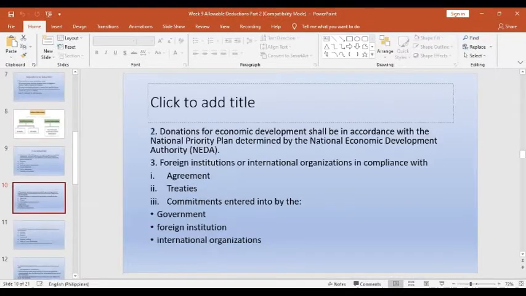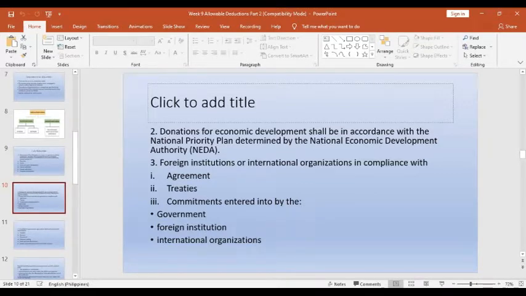Okay. Second, if those donations are for the economic development of the Philippine government in accordance with the National Priority Plan of the National Economic Development Authority, or the NEDA. For example, you donated money that can be used as a fund for, let's say, the poor. So it can be fully deductible.